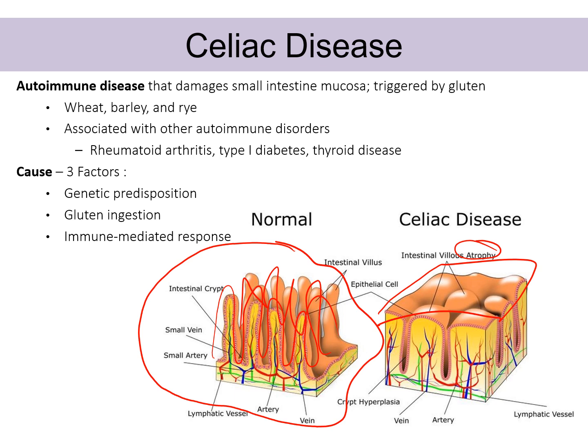So this is triggered by gluten. So celiac disease, think of gluten. Gluten is bad. And gluten is found in wheat, barley, and rye. This disease is also commonly combined with other autoimmune disorders. So people who have rheumatoid arthritis, type 1 diabetes, or thyroid disease, for example, are often going to be tested for celiac disease on a regular basis because that's something that can develop over time. Three factors that cause this: genetics, eating that gluten, and an immune-mediated response.